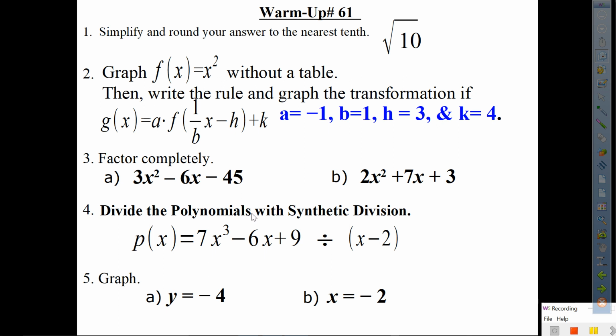Number 4, it says divide the polynomials by synthetic division. And they give us p of x equals 7x cubed minus 6x plus 9 divided by x minus 2. And number 5 says graph. Part A is y equals -4, and part B is x equals -2. I'll give you a little bit more time for that, yes? Okay. Copy and go.